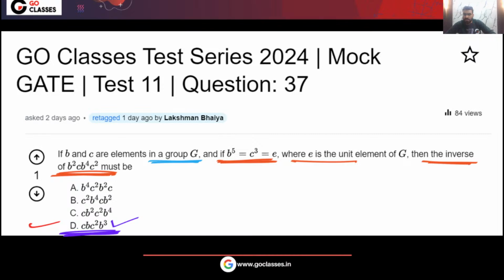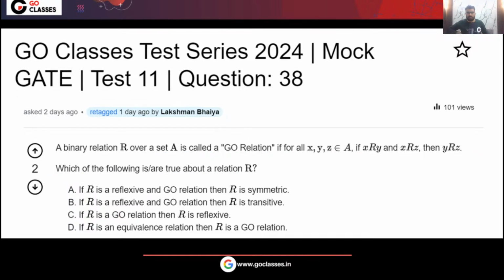Okay. Does anyone have any doubt in this question? Let me know. Please tell me. Do you have any doubt in this question? Let me know. So, a very simple question from group theory. Now let's move on. Now let's solve this question.